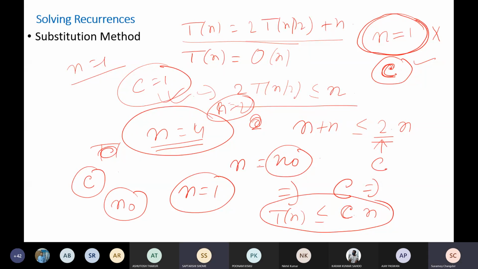But sir, we can consider C equals to 2 throughout the process. There's no harm in it. No, that will not be possible. You check it with some other values, you will find the fault here.